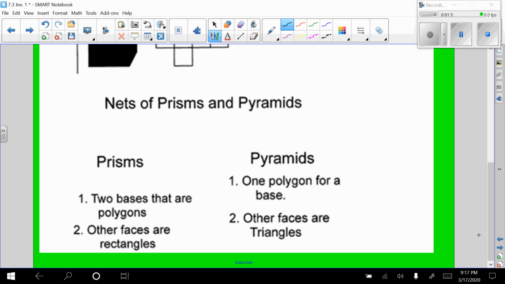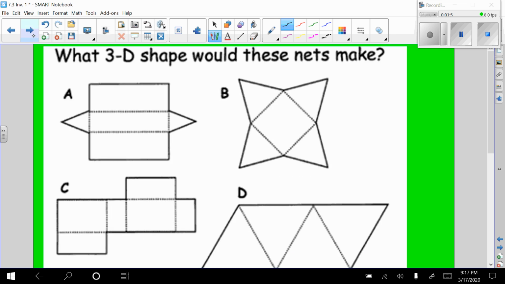There are two kinds of nets: a prism and a pyramid. A prism has two bases that are polygons and all the other faces on it are rectangles. A pyramid would only have one base and then all the sides, or the faces, are triangles. So here are some examples. If you look at A here, the ends, or the bases, would be these triangles here, and then the sides are the rectangles as we talked about for the prism. In B here, the base is the square polygon, and all the sides are these triangles. There we would have a pyramid. Those are the two things that we are talking about when we talk about these types of nets.